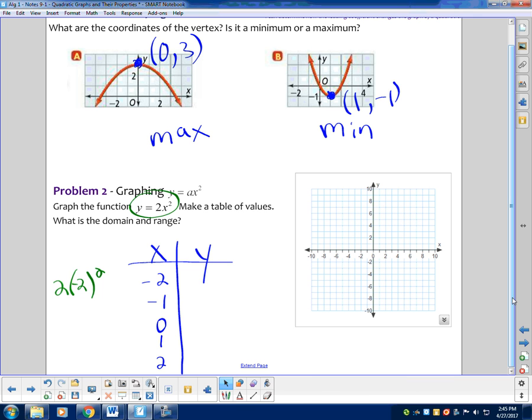I didn't write that very neatly. Let's try that again. Okay. Actually, maybe I'll do it right here. 2 times -2 squared. Let's erase it here. Please just write it in the table.